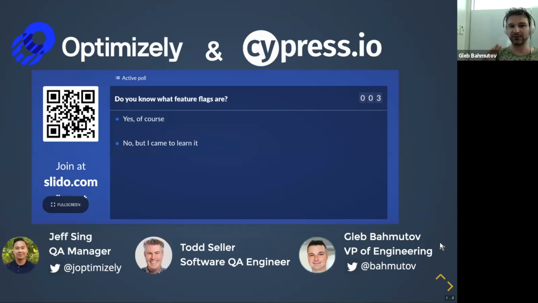So Jeff asked me to include a couple of questions. As you can see, the question is already on the slide. You can use your mobile phone to scan the QR code, get to the question: do you know what feature flags are? Yes or no. It allows our guests to structure the webinar a little bit better, maybe skip a couple of slides. So I see people answering questions.